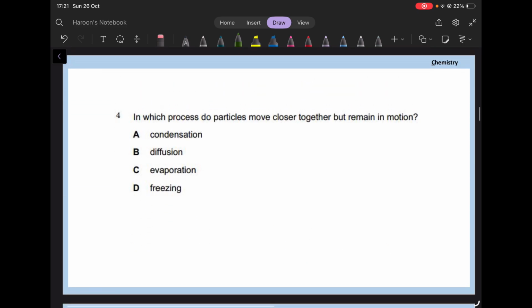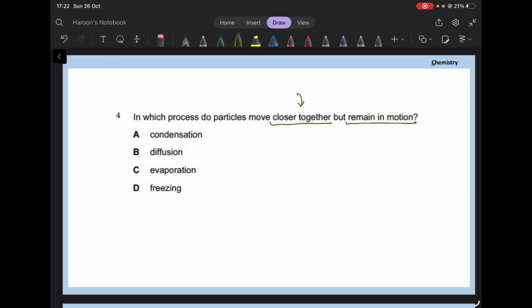In which process do particles move closer together? So furthest apart in a gas, comparatively closer in a liquid, closest in a solid. But they specified that the particles remain in motion. Are the particles in motion during the solid state? No, they are not. They can only vibrate about their fixed position. They can't move around. So they should be coming closer together.